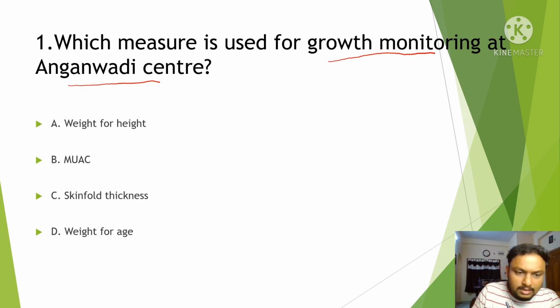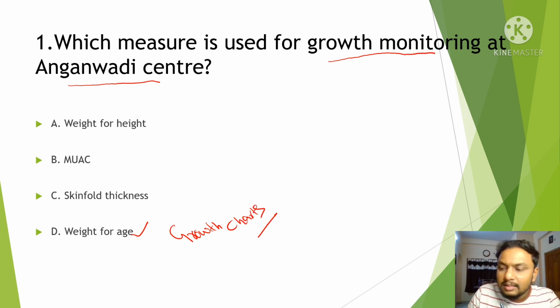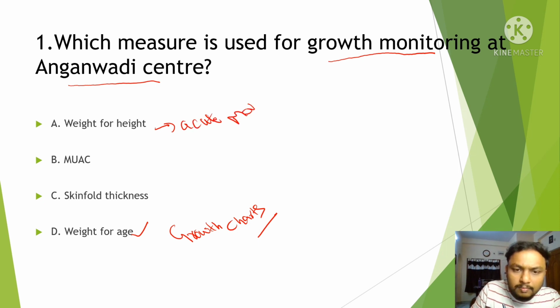Your answer should be weight for age. At the Anganwadi level, you will check the weight for age by using the growth charts. Weight for height is different. Usually you will use it to determine acute malnutrition.